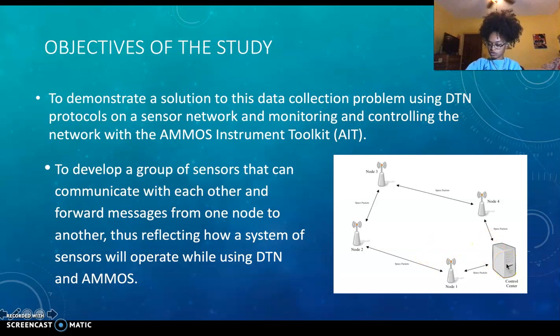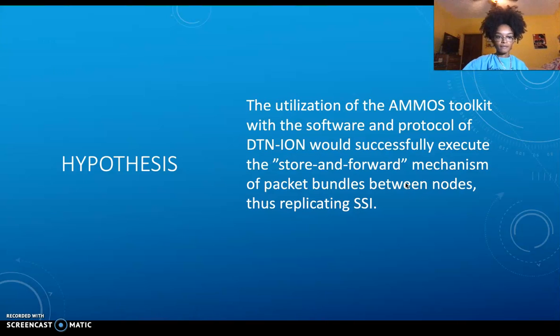Say, for example, the control center will send messages to a node, and each node will re-forward the message, and they can send the messages back and forth within each other until they reach the desired destination. Basically, passing the messages back and forth will show how sensors work with DTN and the AMMOS instrument toolkit. For the hypothesis, we hypothesize that we will achieve the store-and-forward mechanism that DTN provides by using the AMMOS toolkit and the DTN protocol to replicate the SSI.